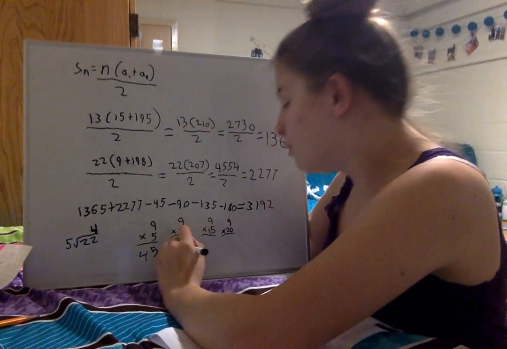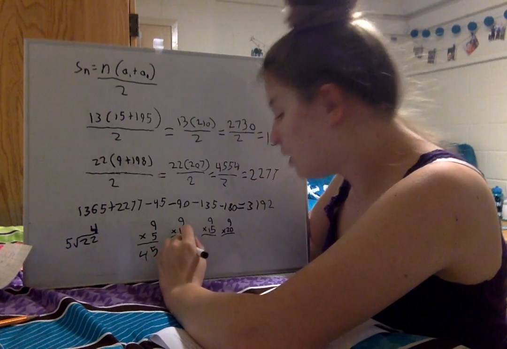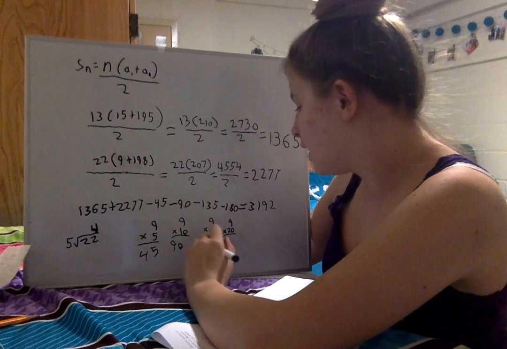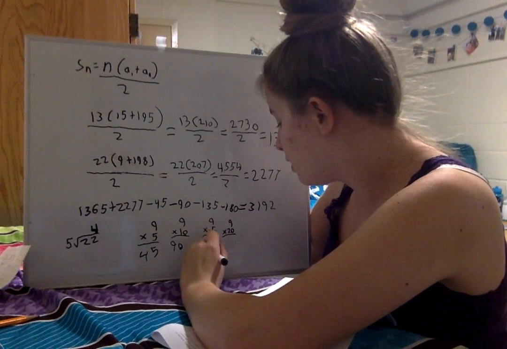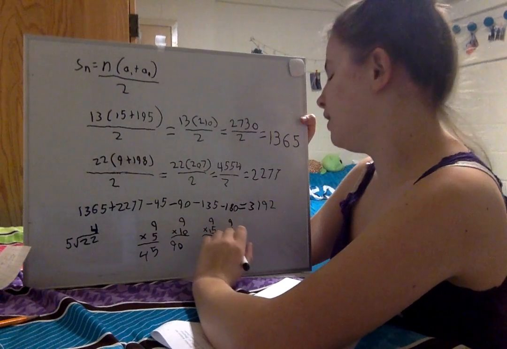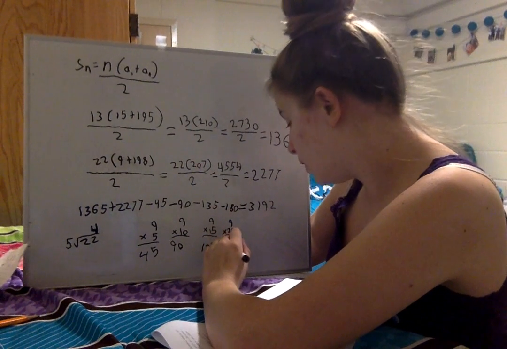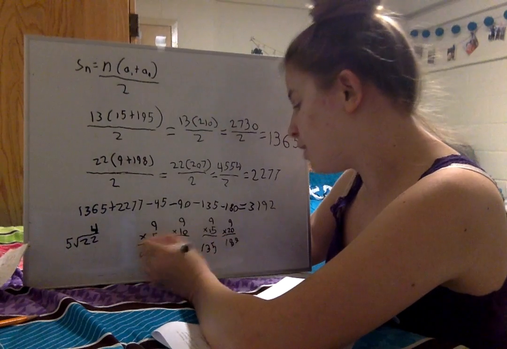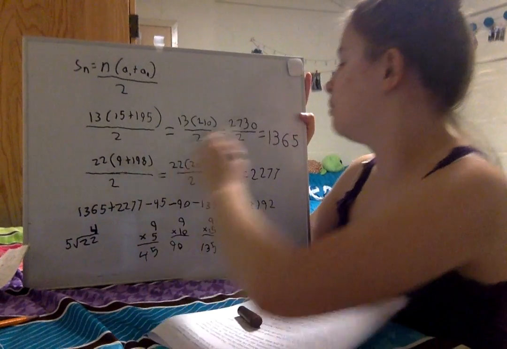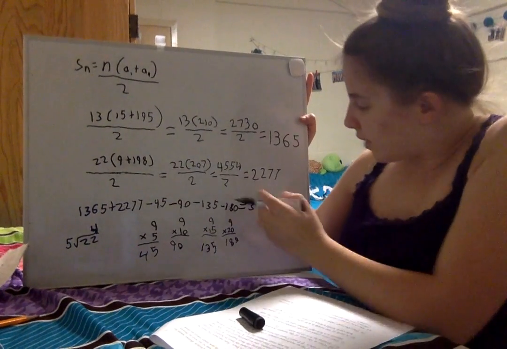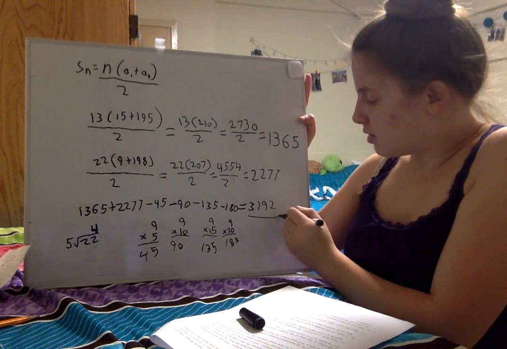9 times 10, which is 90. 9 times 15, which is 135. And then 9 times 20, which is 180. And then I had to subtract all these numbers from the sum of these two that I found to get a final answer of 3,192.